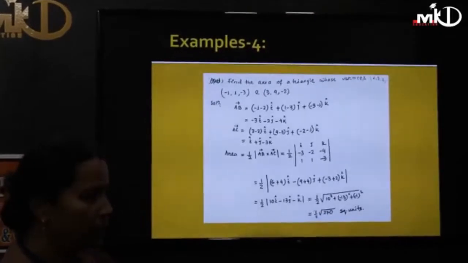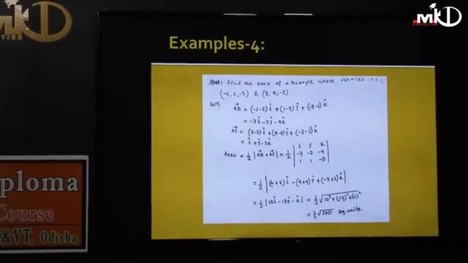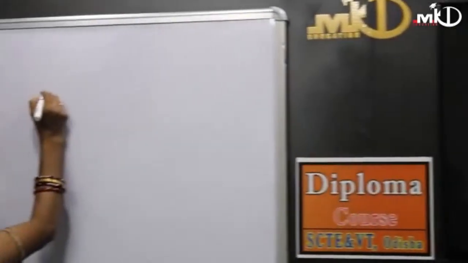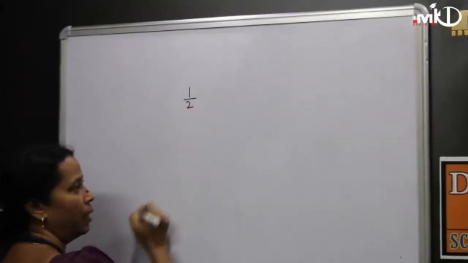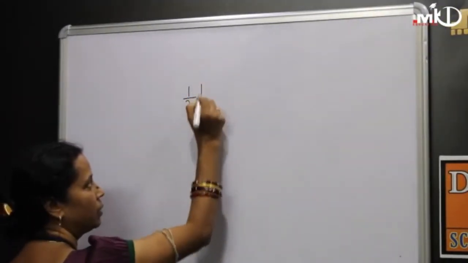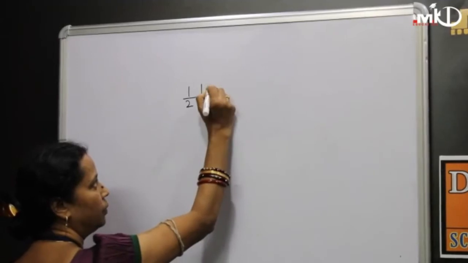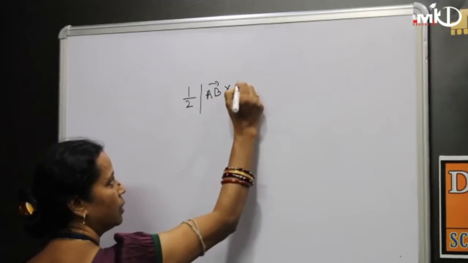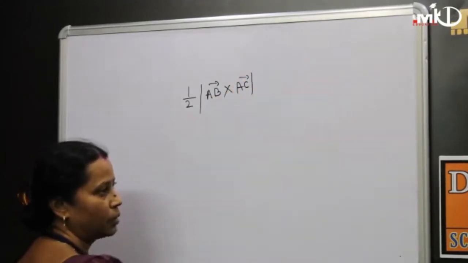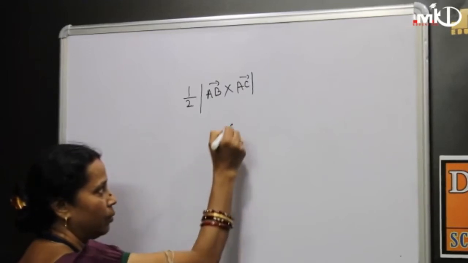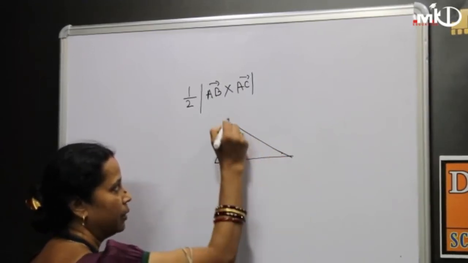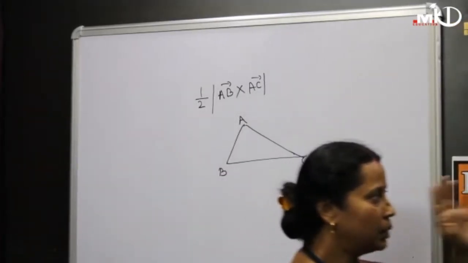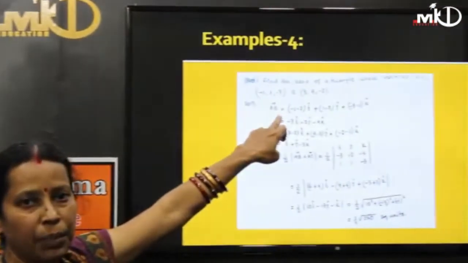Whenever we find the vertices, by the help of the vector product we find the area of the triangle ABC, which is equal to half of the magnitude, or modulus, of AB vector cross AC vector. So here we already have the vertices, that means these are the position vectors of the triangle ABC. From these position vectors, now we find the AB vector.